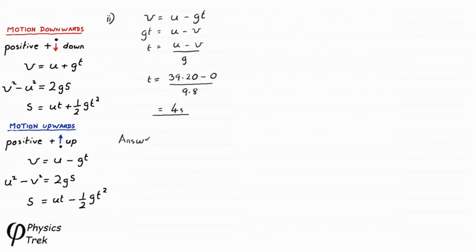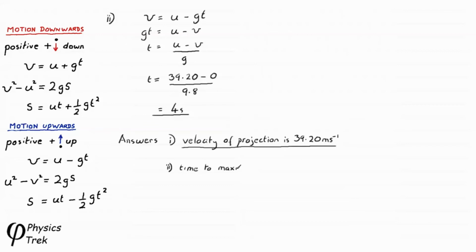And now the summary of our answers. For the first part of the question, the velocity of projection is 39.20 meters per second. And the second part, which we've just done, the time to maximum height is 4.00 seconds, to 2 decimal places.